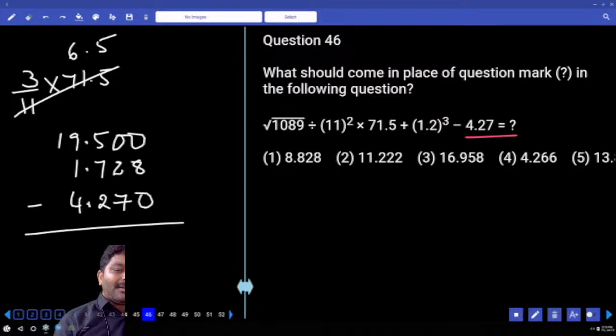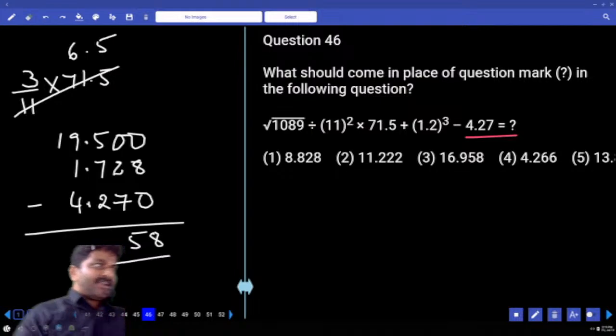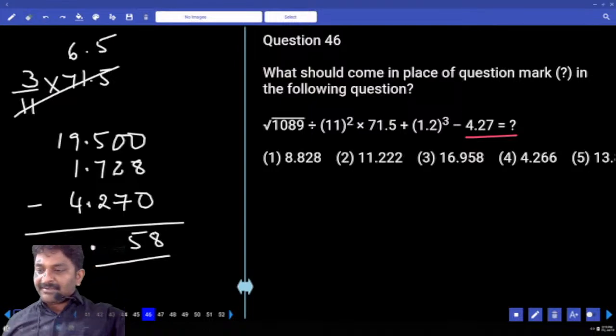4.270. Okay? This is positive, right? 28 minus 70, last 2 digits. Let's see only this much, we'll see later. 28 minus 70, 58. So after decimal you should have 3 digits and the last 2 digits must be 58. How many options are there?